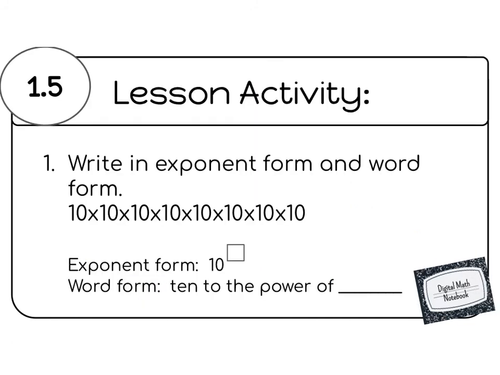Time for our lesson activity. This says, write the exponent form and word form of this number. So we have 10 times 10 times 10 times 10 times 10 times 10 times 10 times 10. So that would be 1, 2, 3, 4, 5, 6, 7, 8. So we would put that number right here in that box. And then we would say that it's 10 to the power of, and that same number goes right here.